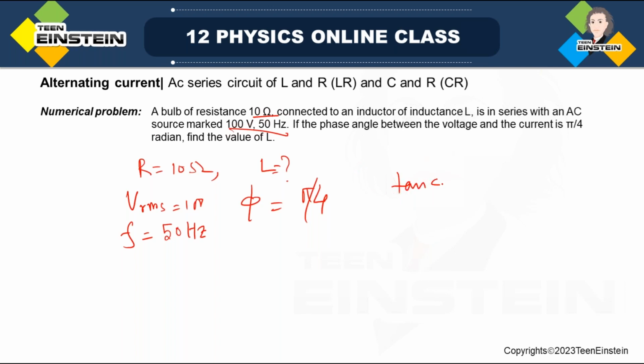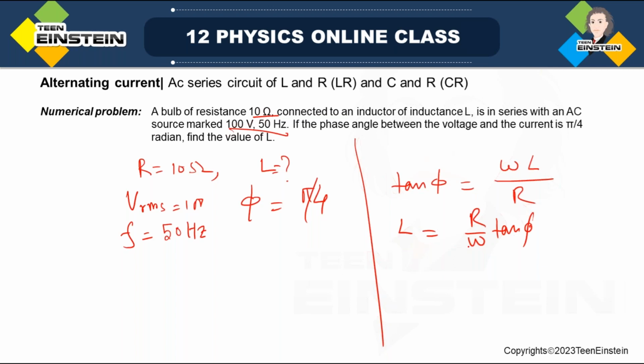So we know tan phi is equal to omega L by R. So R is given, omega we can find out. So L is actually R by omega into tan phi. That is equal to L. Tan phi, tan 45 degree is 1. And see, R is 10, and omega is 2 pi f, f is here 50 hertz. Okay, and tan phi is 1, so it is 1 over 10 pi.